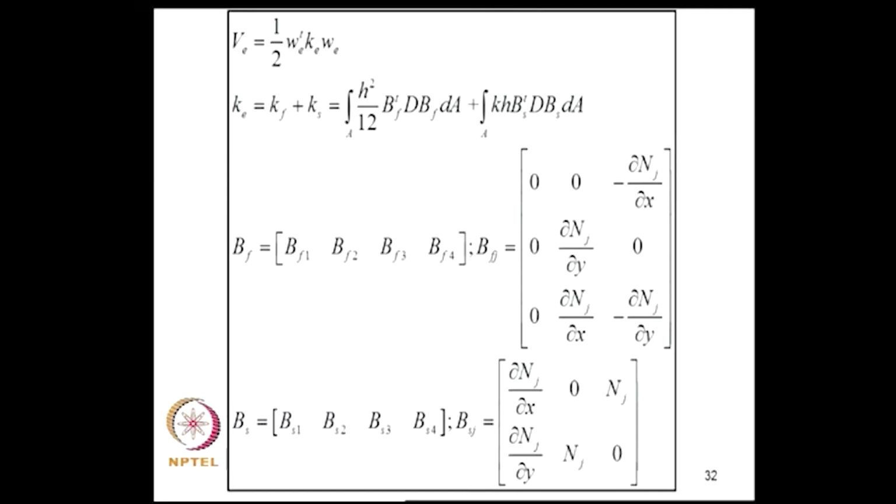Now, the strain energy is half W E transpose K E W E. Now, K E itself we decompose into a flexural component and a shear component. This is the component due to flexure and this is the component due to shearing. So, we now partition the B matrix as shown here, where B F j is given by this matrix, and similarly the B matrix for the shear, B S j, is given by this. Now, there are two components for shear strain, so this will have 2 rows, whereas this has 3 rows.